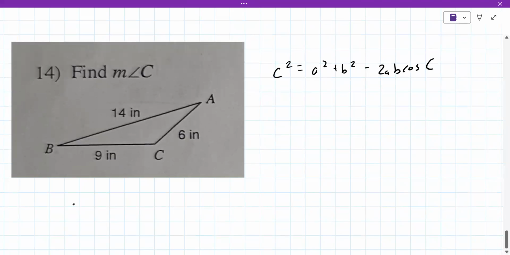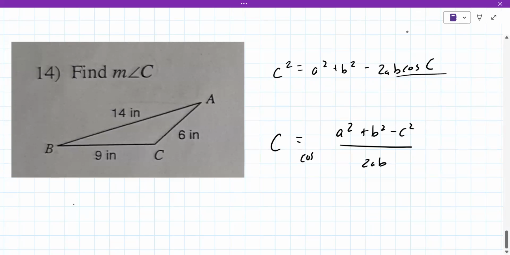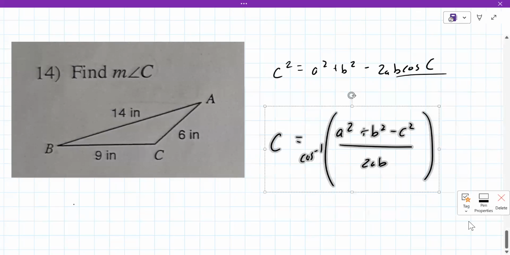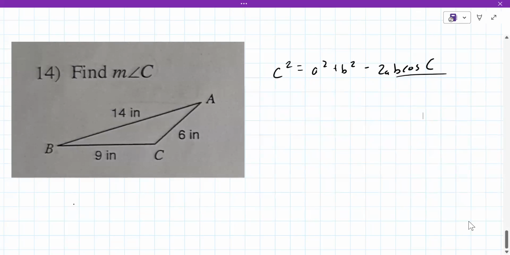But what some students do is they memorize the formula for cosine C, or big C. I would recommend just memorizing this. But what do you think? Do you want to know another formula, like a squared plus b squared minus c squared over 2ab, cosine inverse? Do you think you'll remember this? Oh, no, just use the first one, that's totally fine. Okay, good. And that's why I would recommend it.